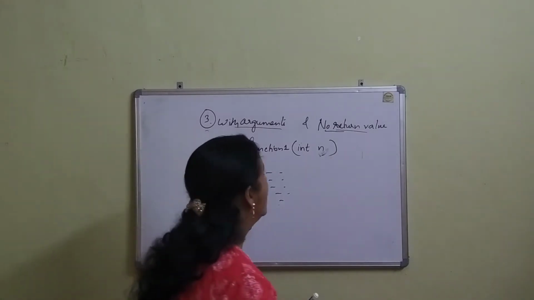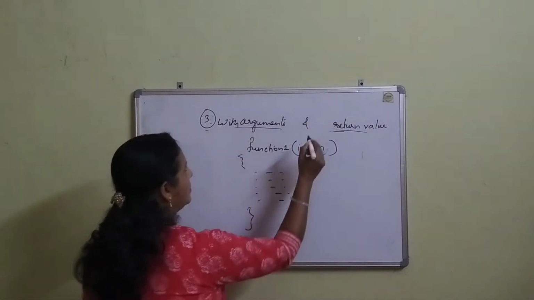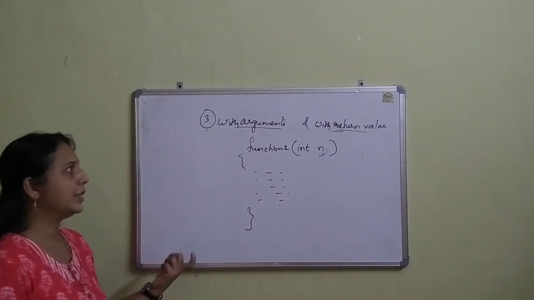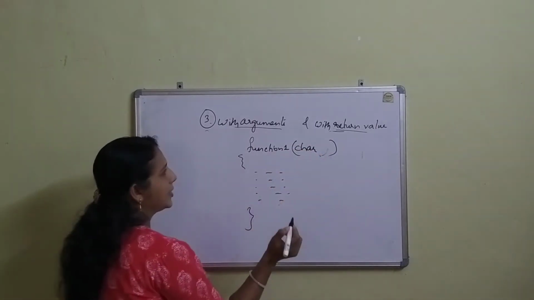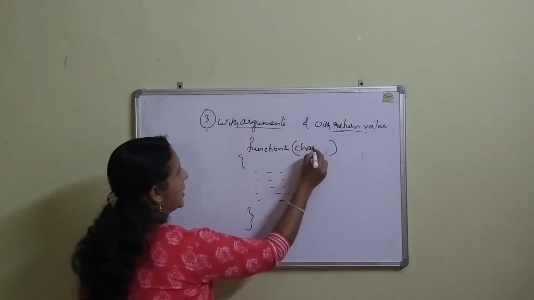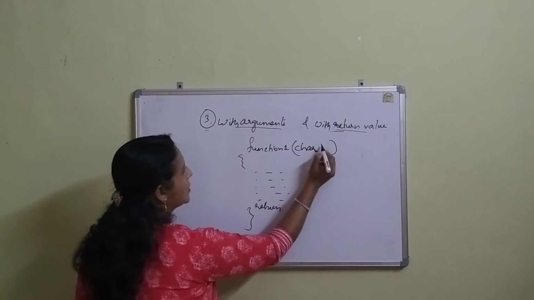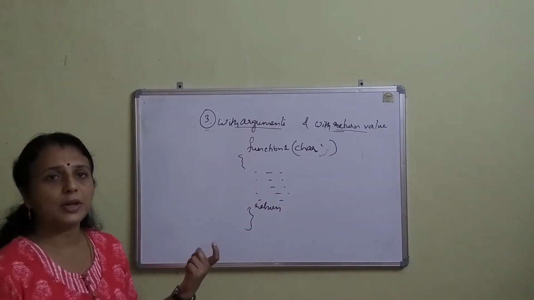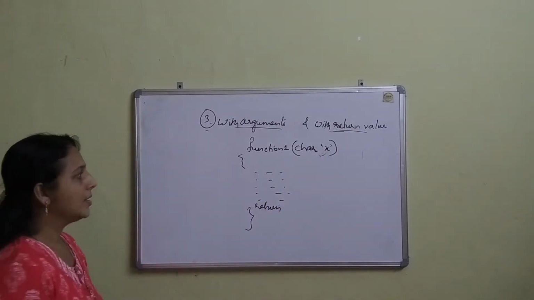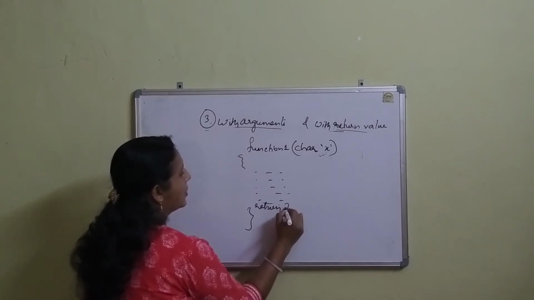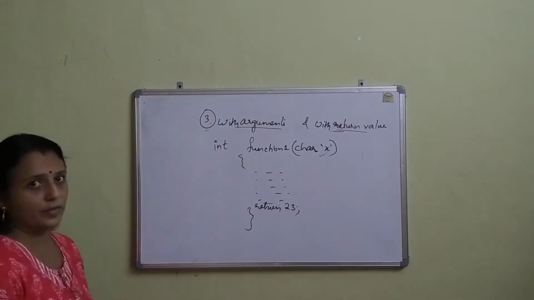Now the last is with argument and with return value. Suppose the argument here is a character, and here you are returning a value. The character is always indicated by specifying the variable in single quotation marks. Suppose x is your character x. And you are returning 23. The return value is an integer, so you have to specify the integer return type.